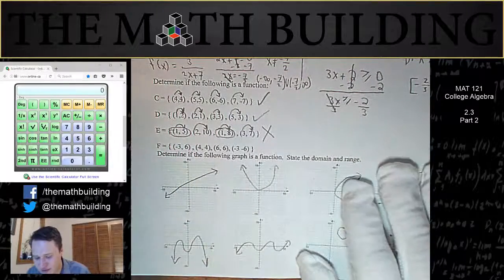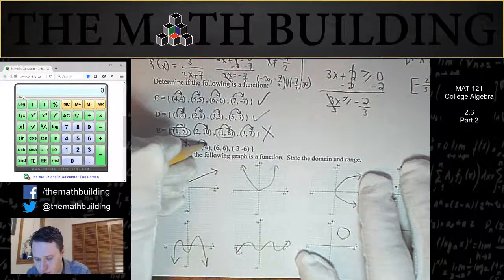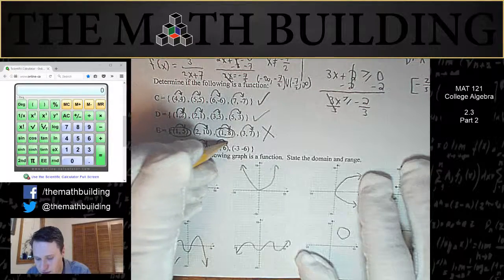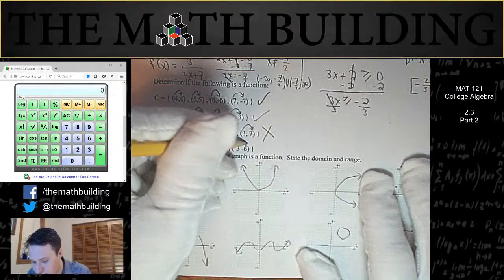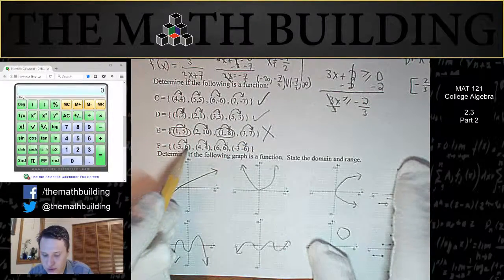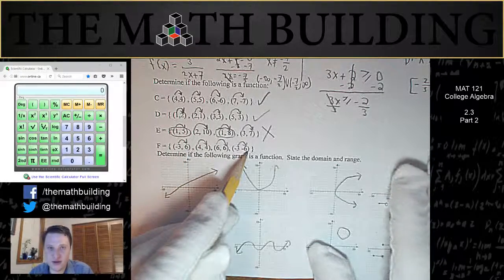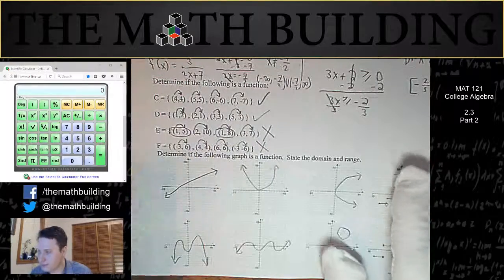How about F? Is F a function? What do you think? -3 goes to 6, 4 goes to 4, 6 goes to 6. So far so good, but -3 goes to -6. That's bad. -3 is going to 6, and -3 is going to -6. So that's bad. That is not a function.